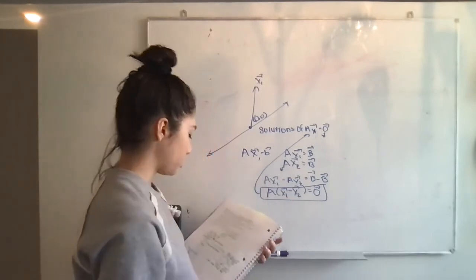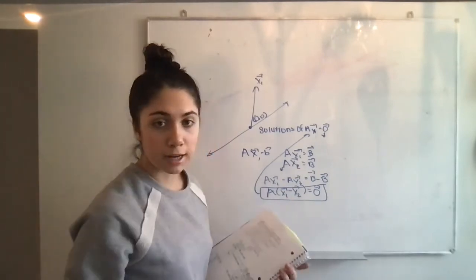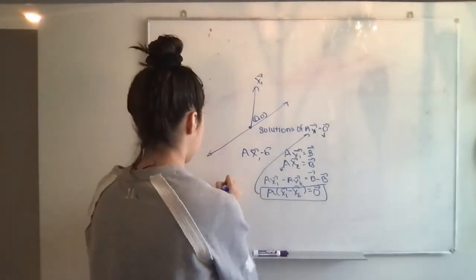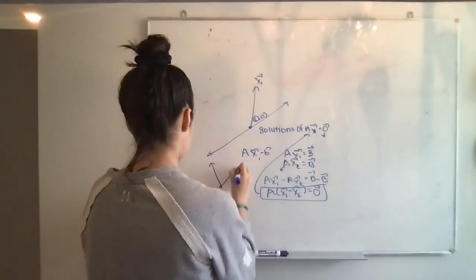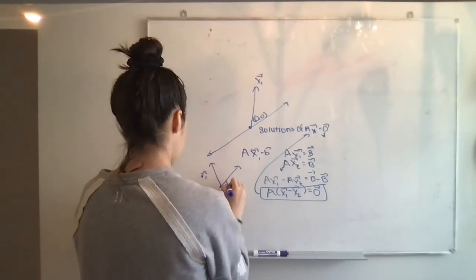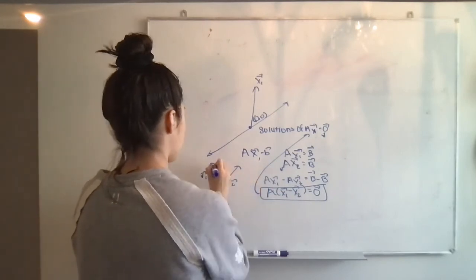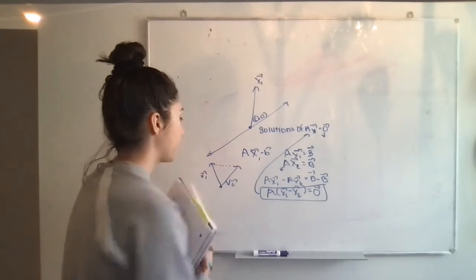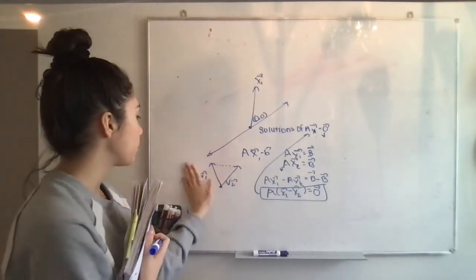Here's what we should know about vector subtraction when we're doing it geometrically. Here's something you have to know first. So say we've got these two vectors, v1 and v2. If you subtract them, it's this line, okay? So that's what we should know going into this.